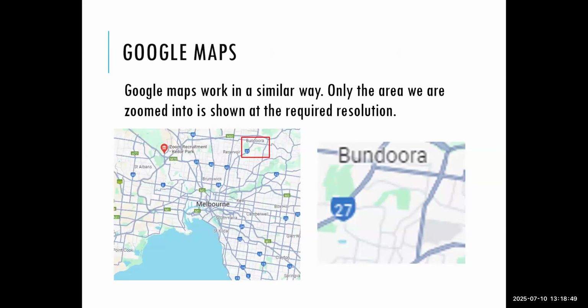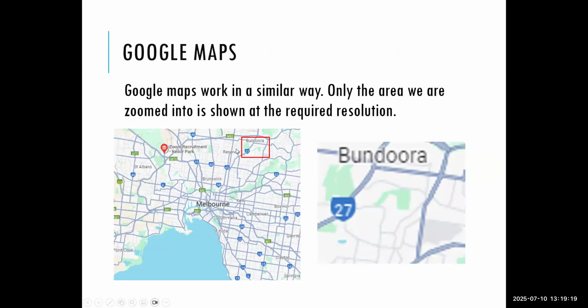So if we are looking at Google Maps and we look at Melbourne, we can see Melbourne as a whole. Now, I am in Bundoora at the moment. If I took a screenshot of this map at this resolution and then zoomed in on it, it would appear very distorted because it's screen resolution. But from this level, it looks fine. We just can't see any of the minor detail within these spaces.